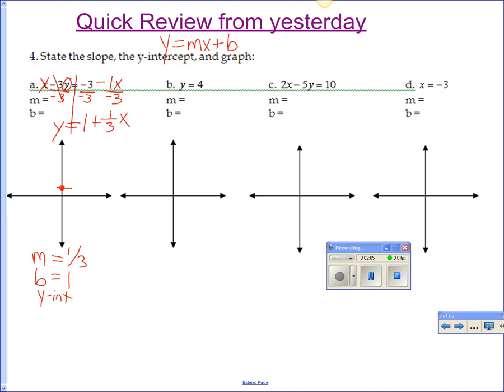Then, Zach, what am I going to do with this 1/3? What direction does that tell me to go? Good. Up 1 and then over 3. And guys, it doesn't have to be exact on your paper. Don't stress about that. Just close, okay? Just estimate. Don't spend 10 minutes trying to make it exact, okay? Just do your best.